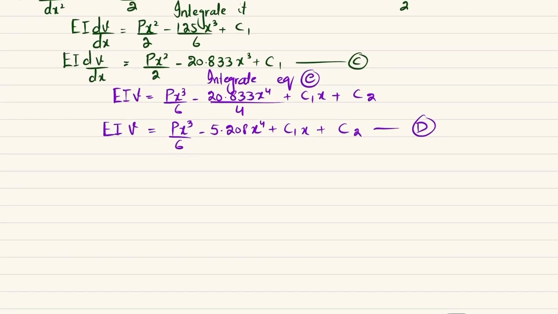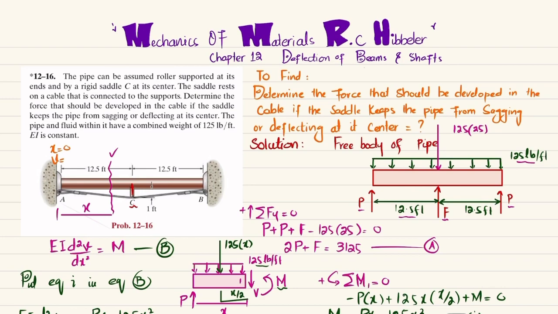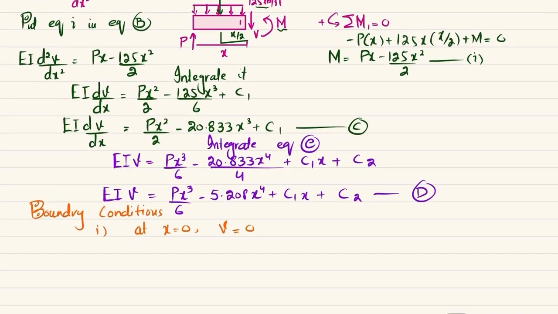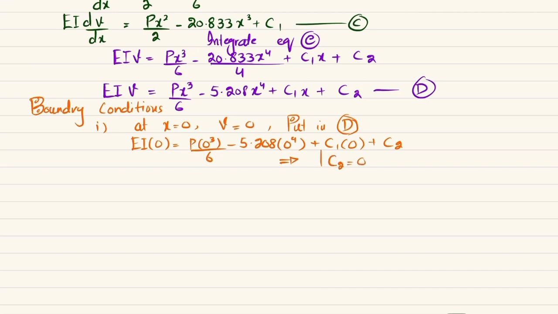Now c1 and c2 are unknown constants of integration, so we will use boundary conditions in order to find them. So the first boundary condition is that at x is equal to 0 we have deflection is equal to 0. Let me show you over here. Here x is equal to 0, we have deflection equal to 0 because there is a roller support. Clear? So we are going to put it in equation number D, because equation D is about deflection. When you put x is equal to 0, v is equal to 0, so EI into 0 is equal to P into 0 cube divided by 6 minus 5.208 into 0 power 4 plus c1 into 0 plus c2. So we will get c2 is equal to 0.